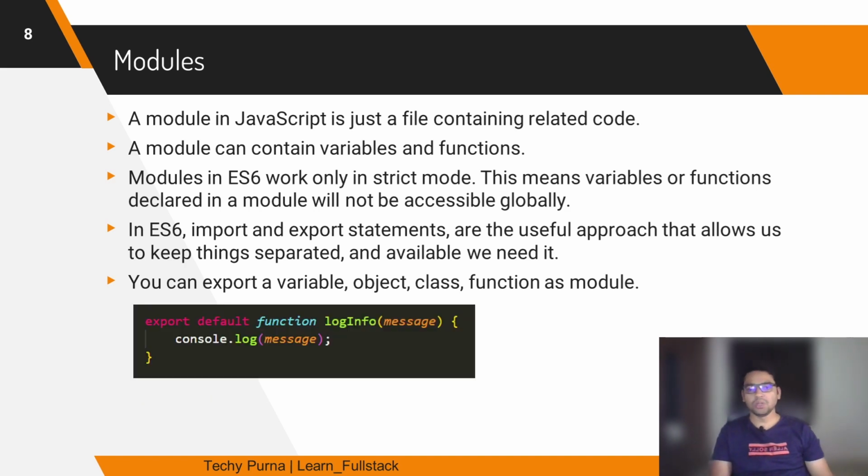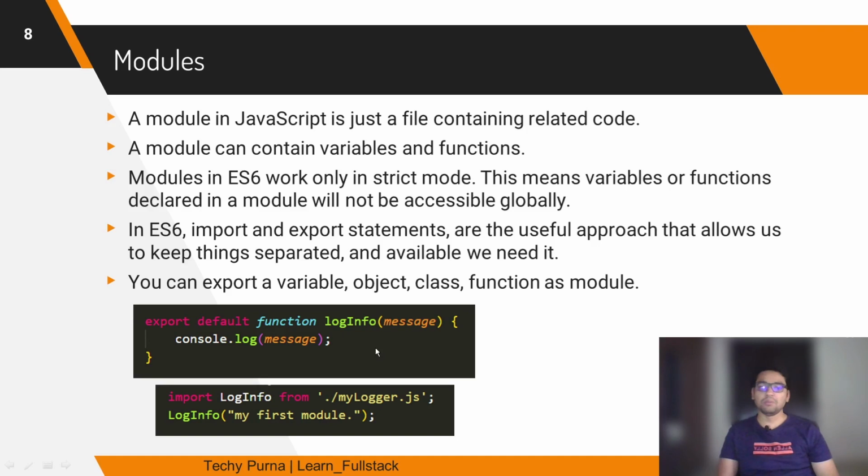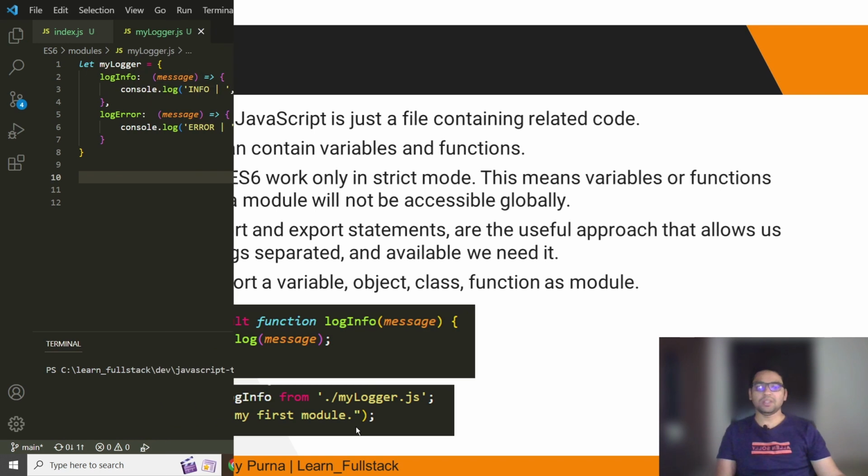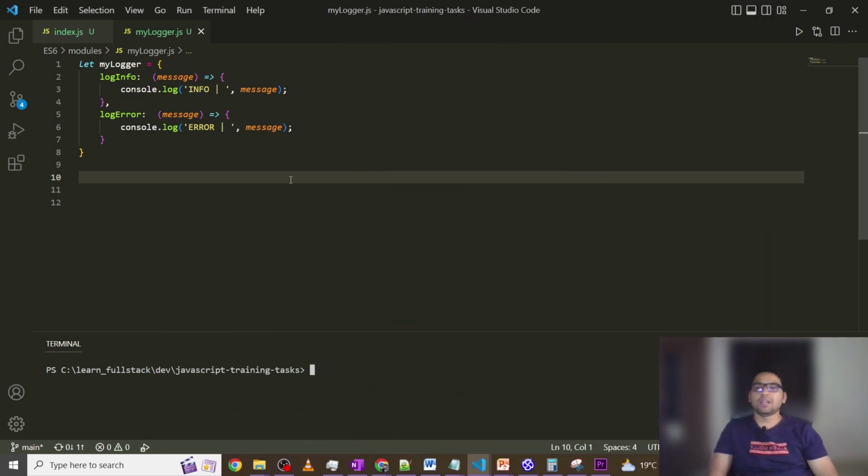Here is an example of modules. A logInfo function expects a parameter called message, and we are printing that message in the console. We are using the default export here. Whenever we import it, we import the module like this: import logInfo from the file path. As this module is a function, we call it as a function, logInfo, and pass a string. Let's come to VS Code and explore a few more examples.